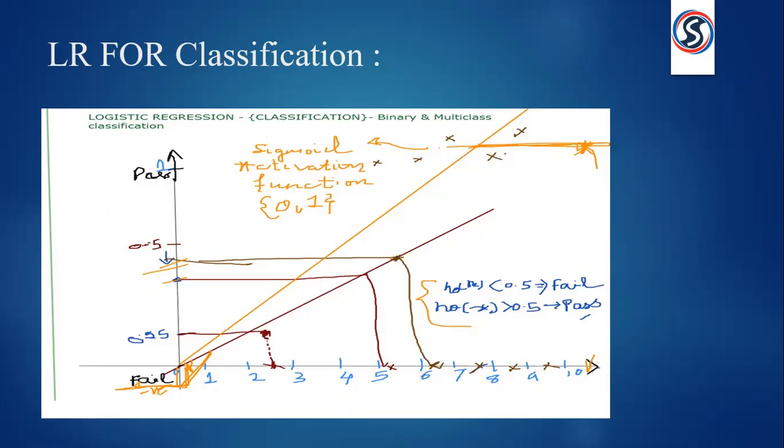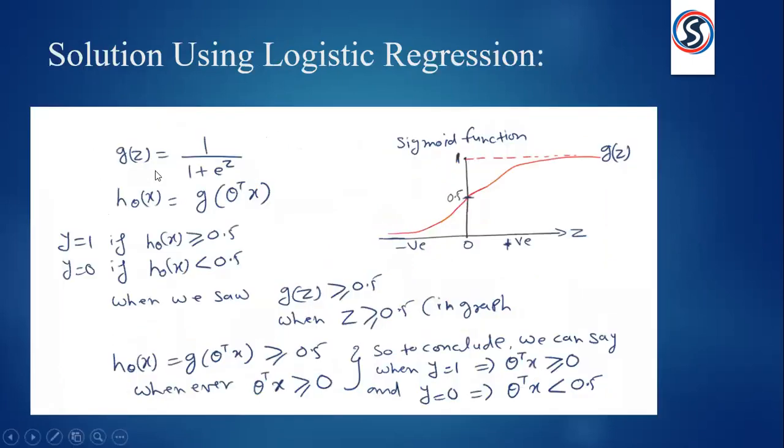This is where logistic regression comes into the picture, and logistic regression is completely used for the classification problem. This is the only algorithm that deals with classification problems only. It is a regression algorithm, but it deals with classification. So what does logistic regression say?